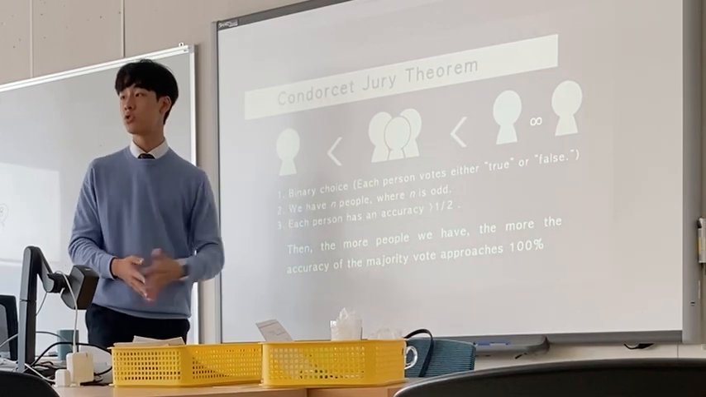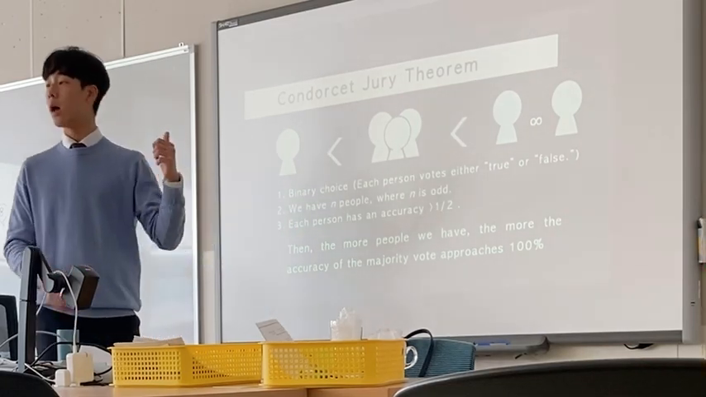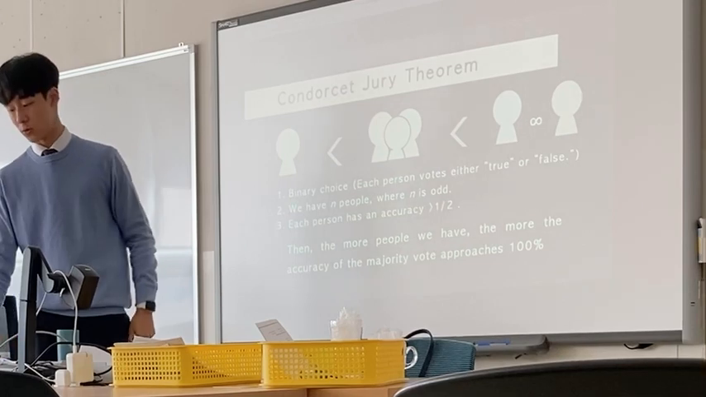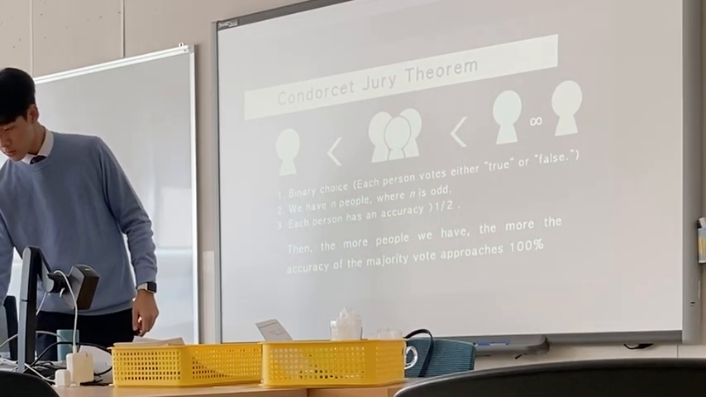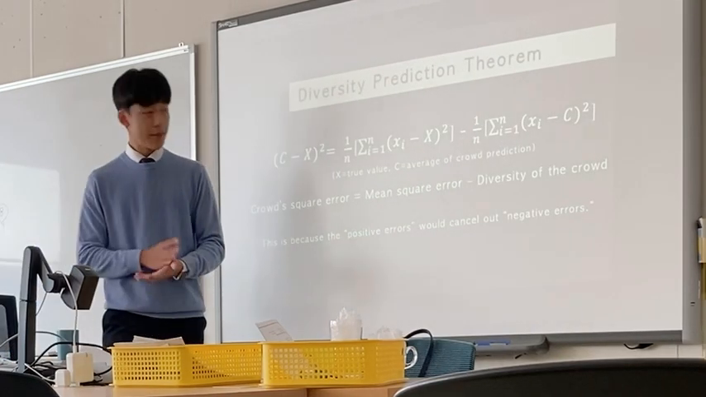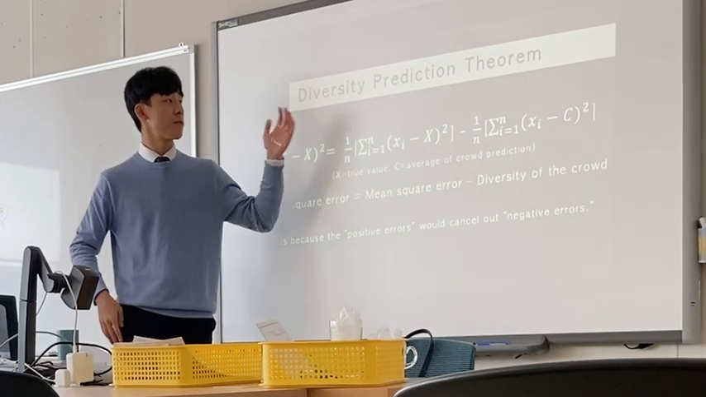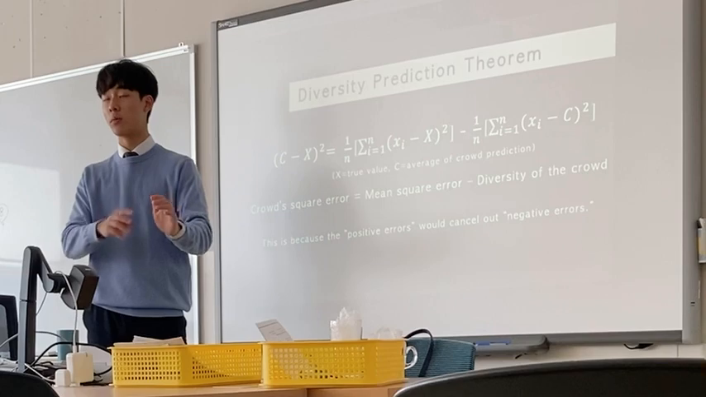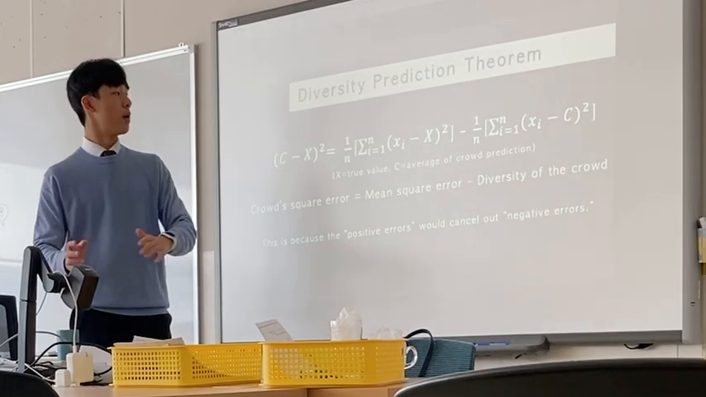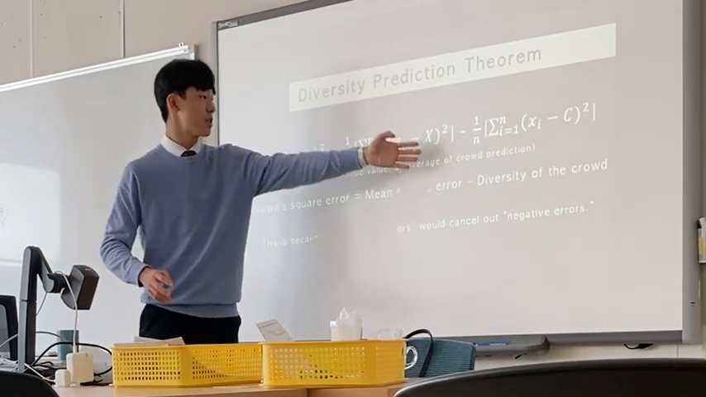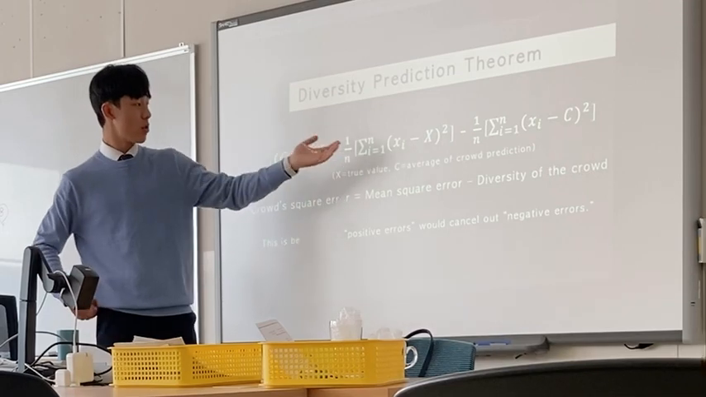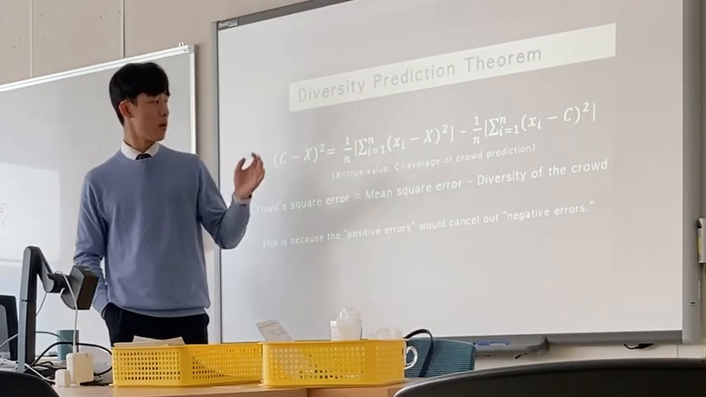And to prove this, you can just use the binomial expansion, and that will give you a pretty straightforward proof. And on the other hand, for numerical models, you have the diversity prediction theorem to prove that many models are better than one. To prove this, you can just basically expand each of these sides, and then it's going to also give you a very straightforward result.